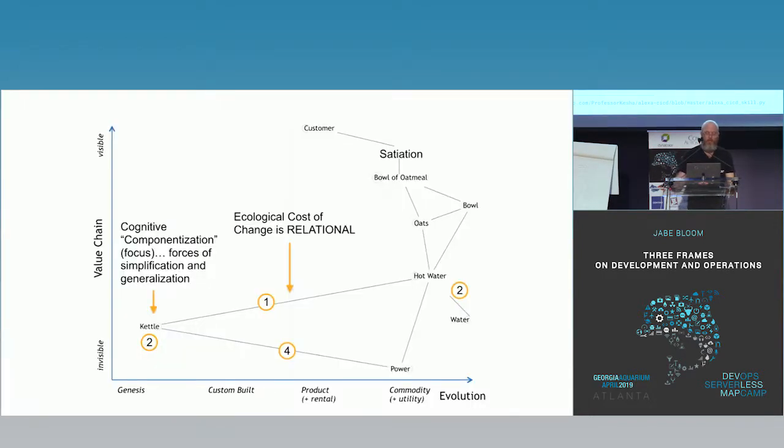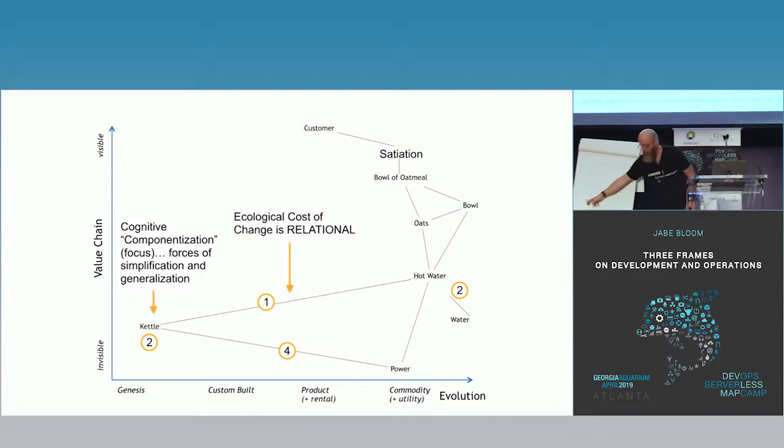So at the end, what we try to convince people to do is we have a way of scoring cost of change from 1 through 5, and we ask people to label these relationships and the components, and then we ask a really simple question. If you want to have a different kettle, should you change the kettle, or should you change the relationships between the other things? And how is that going to work in your organization? And so the cognitive componentization or focus and the forces of simplification and generalization are the drivers of this cost of change, and the ecological cost of change, or the relational cost of change, defines these things.